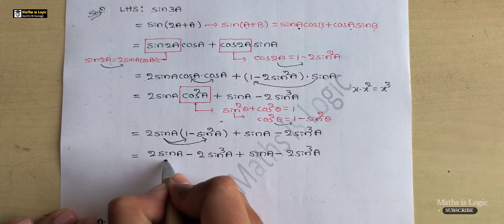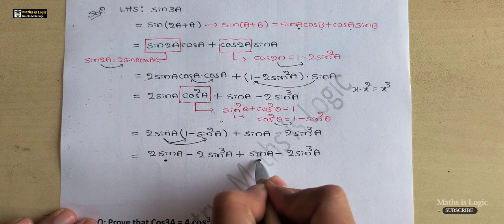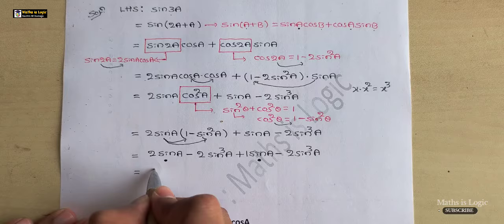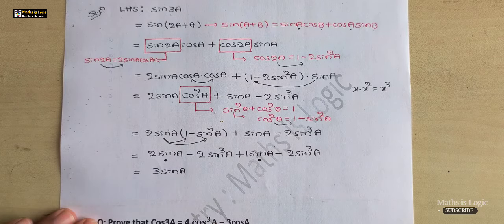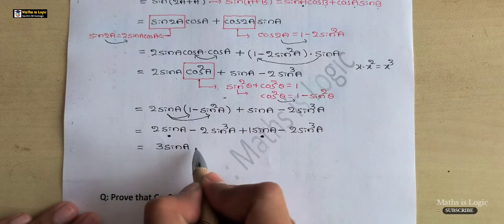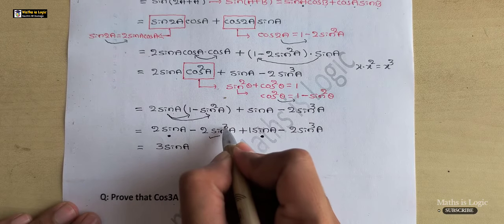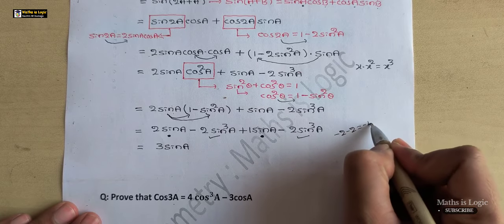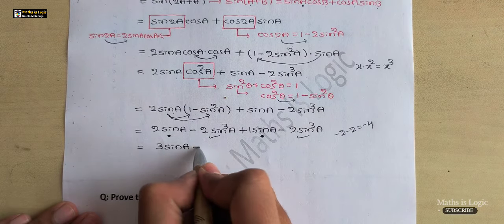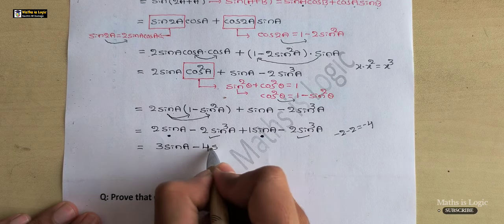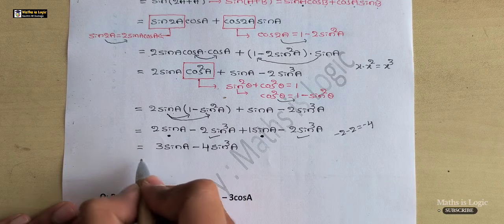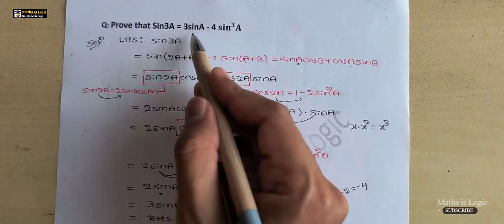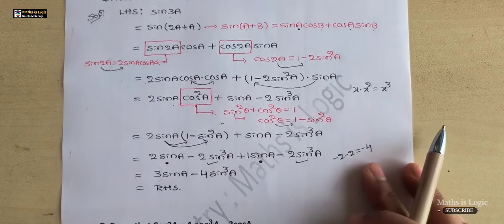Next, you can see here 2 times sine A, here 1 times sine A. Therefore, 2 plus 1 is 3 times sine A. Next, you can see minus 2 times sine cube, minus 2 times sine cube. We know minus 2 minus 2 is minus 4. Therefore, minus 4 times which value? Sine cube A. So this is nothing but the right hand side. LHS is equal to RHS.